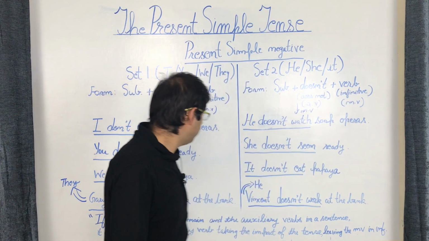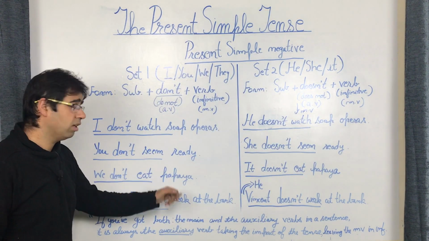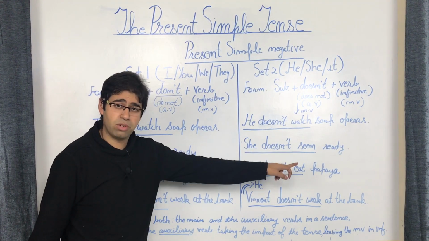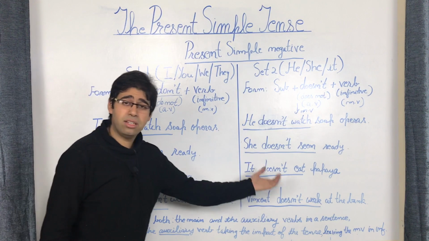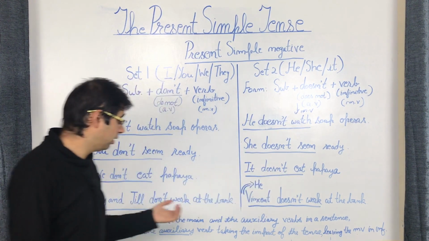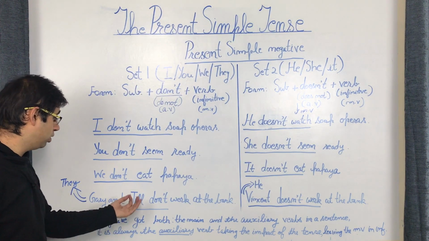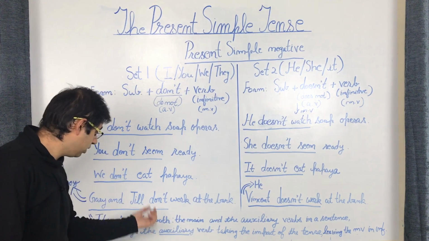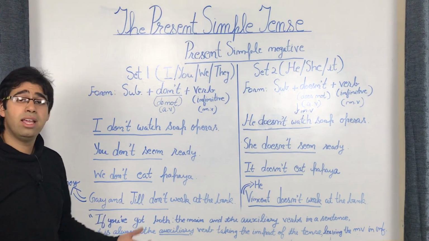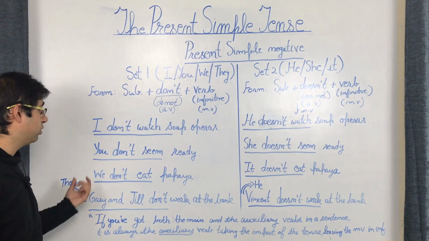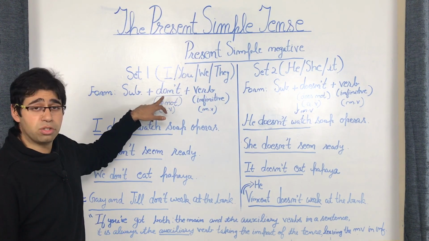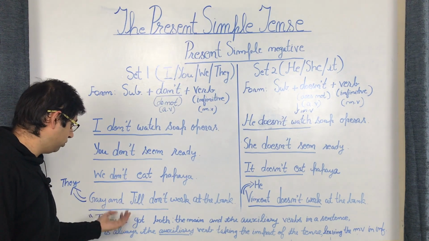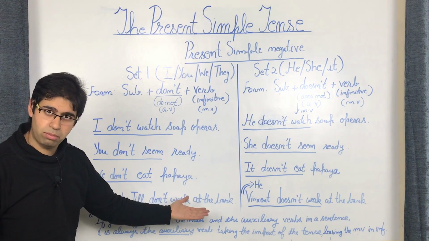A few more examples. You don't seem ready versus she doesn't seem ready. Once again, set 1, we don't eat papaya, and it doesn't eat papaya. And finally, some names in here. Gary and Jill don't work at the bank. Now, why that don't? Because Gary and Jill is the equivalent of they, which belongs to set 1. Hence, the rules of set 1 allow you the usage of don't. So you've got Gary and Jill don't work at the bank.